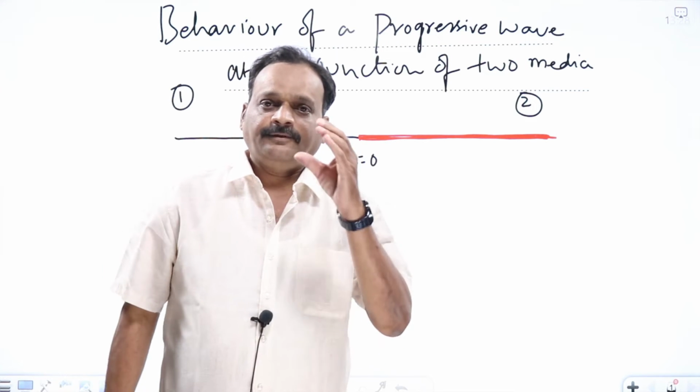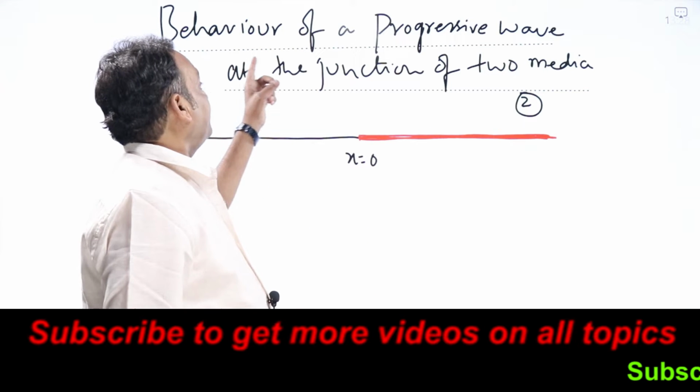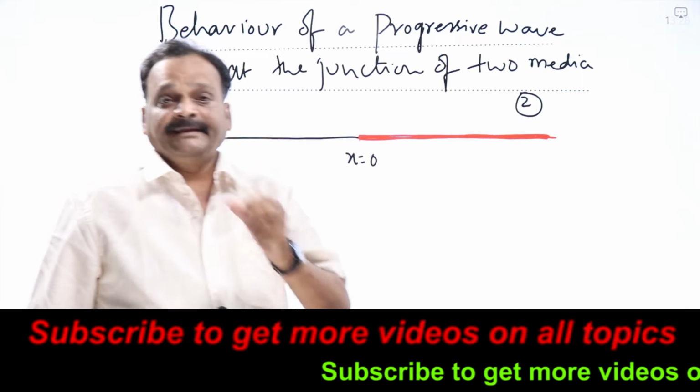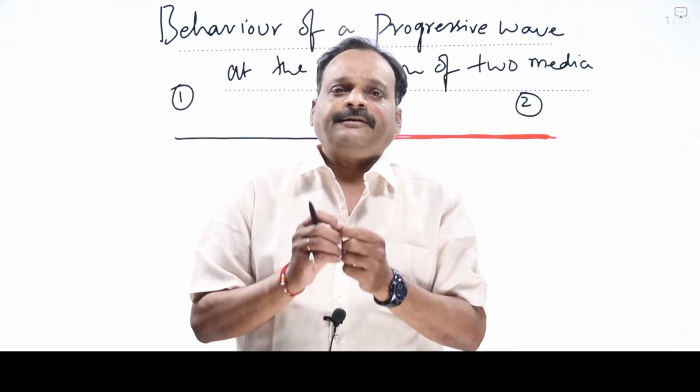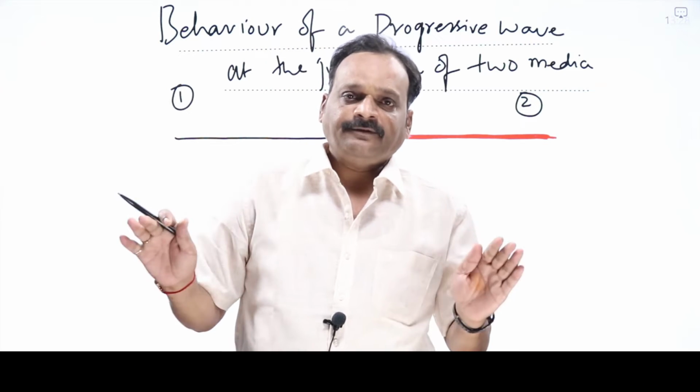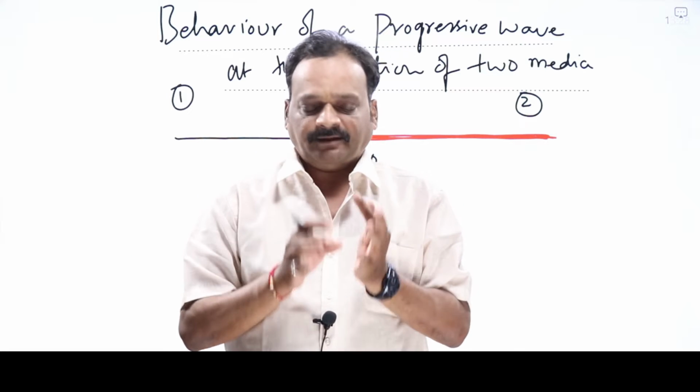Okay, today I am going to discuss one topic known as behavior of a progressive wave at the junction of two media. This is a very important topic, not only from the IIT JAM point of view, but from any physics exam point of view. This is a very crucial topic.